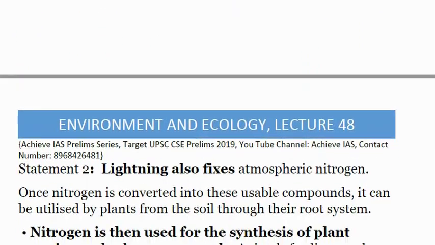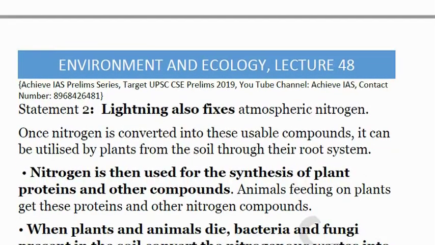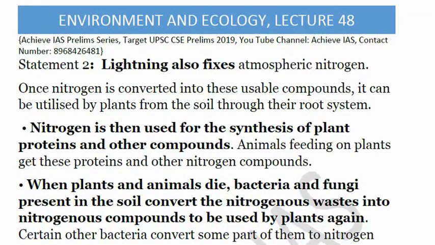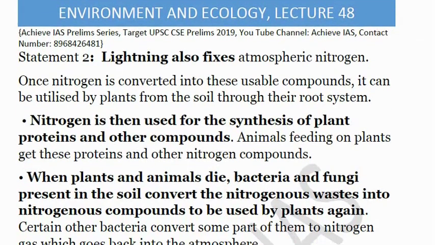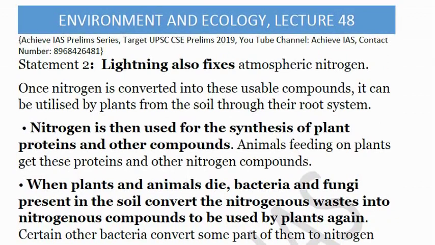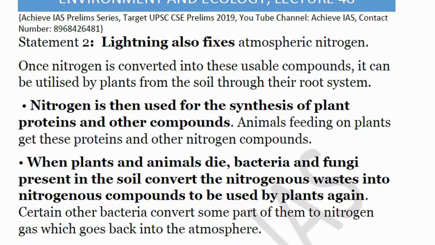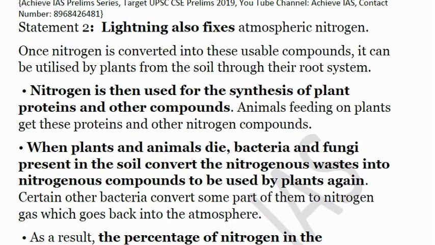And also, friends, lightning also fixes atmospheric nitrogen. So once nitrogen is converted into these usable compounds, it can be utilized by plants from the soil through their root system. Next, friends, nitrogen is also used for synthesis of plant proteins and other compounds, and through this it gets transferred into animals when they eat the plant components.